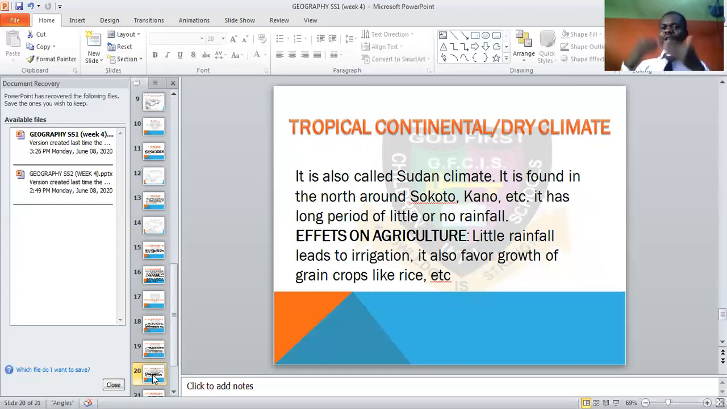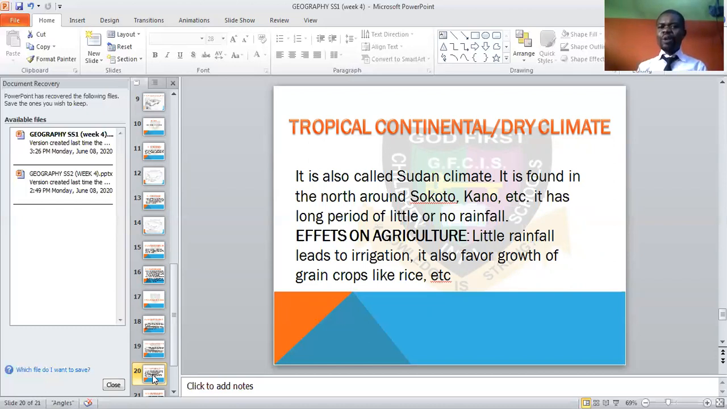Then we have the next one, tropical continental or dry climate. This one is also called the Sudan climate. It is found in the north around Sokoto, talking about the northwest, Kano, and some other areas within there. It has long periods of little or no rainfall. What do you think can be grown in this kind of climate, in that area where you have little or no rainfall?